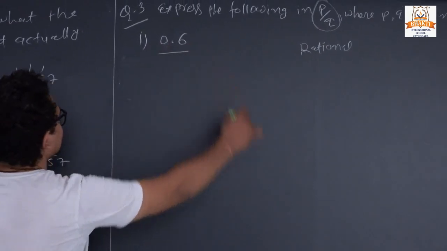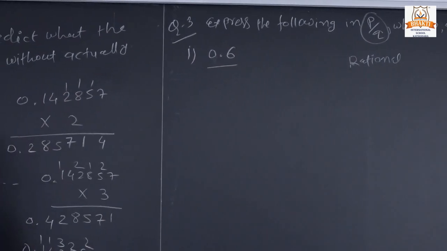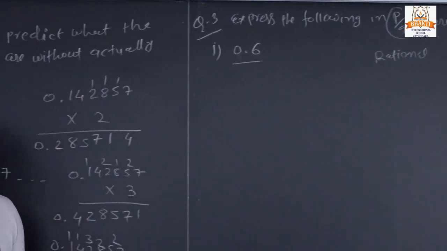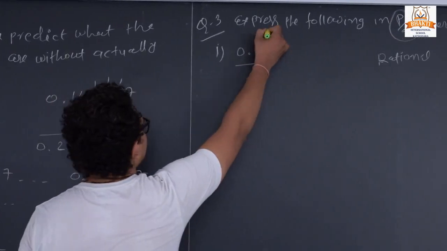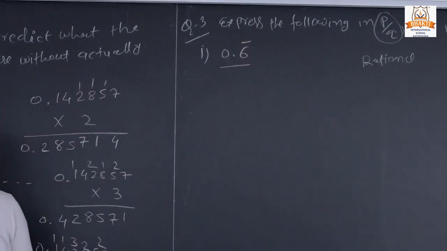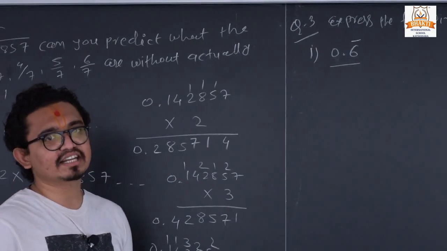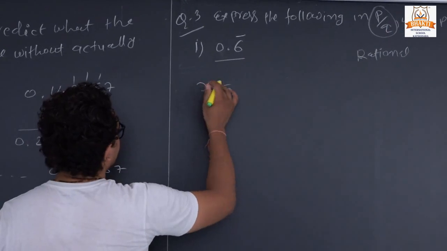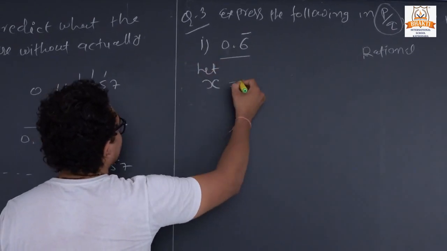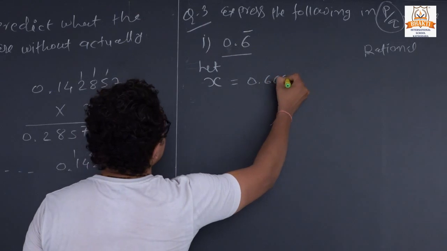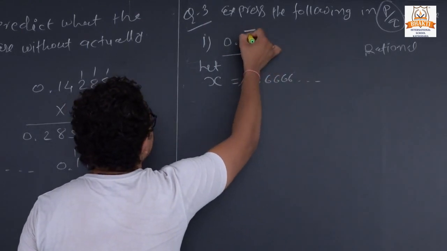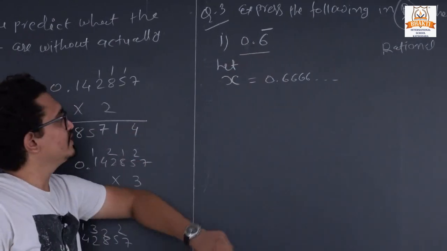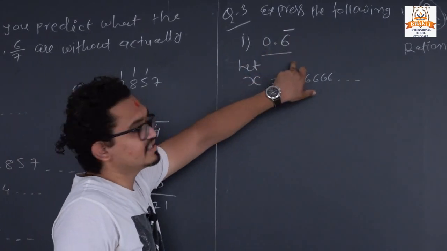So the first question is 0.6 with a bar. For that we have one procedure. If the digit is continuous, here we have a bar, it means it will be recurring or repeating. So first of all we write, let x be 0.6666, because here we have a bar. So it indicates that these digits are repeated. Now here only one digit is repeated.